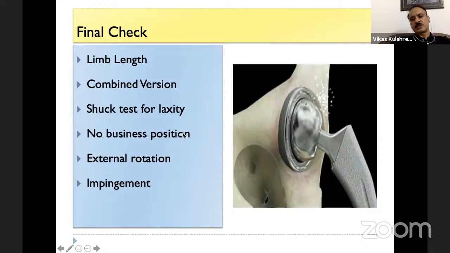The no-business position, which is complete internal rotation and adduction, in which if the hip remains stable, it is highly unlikely that it will dislocate. Another important thing is the external rotation. You should be in extension, try to externally rotate, and see the impingement anteriorly of the capsule. If the capsule is tight, if there is an impingement anteriorly, you may have to release or even excise the anterior capsule sometimes, because then the posterior dislocation risk is high. Impingement all around the neck should be physically checked. The host to host impingement and the host to implant impingement all need to be checked before you plan to close the hip.